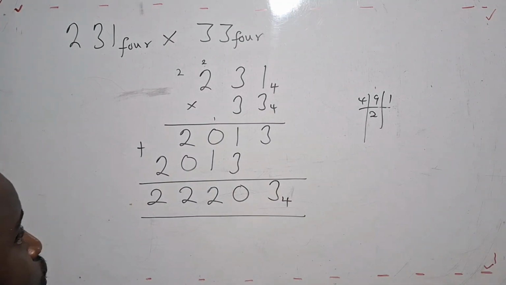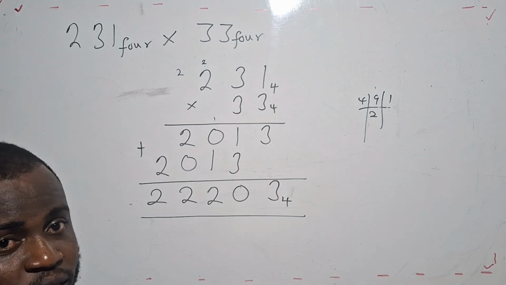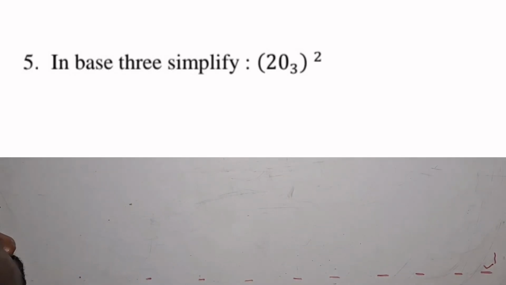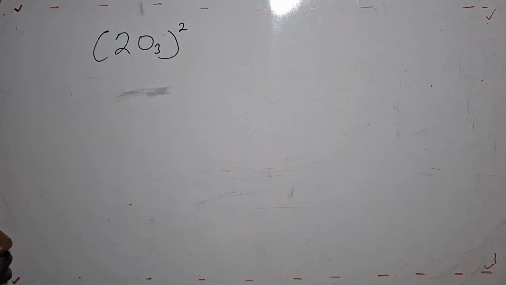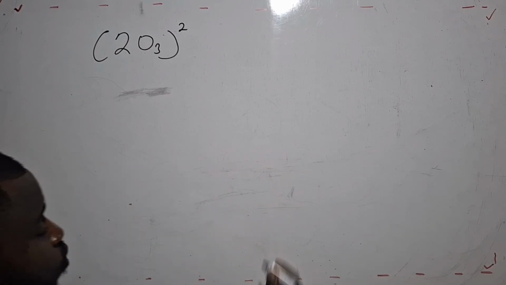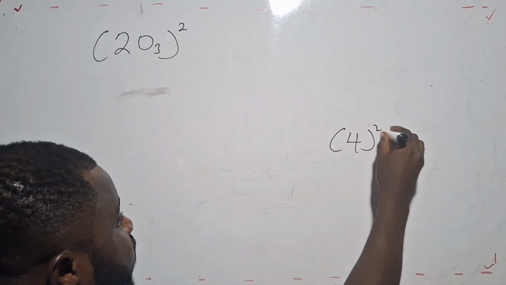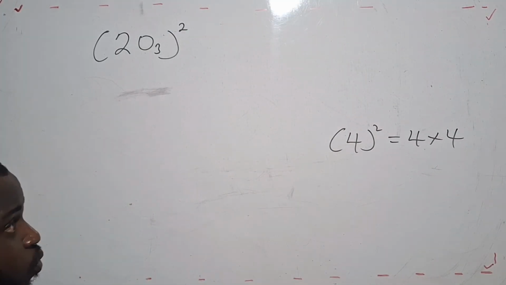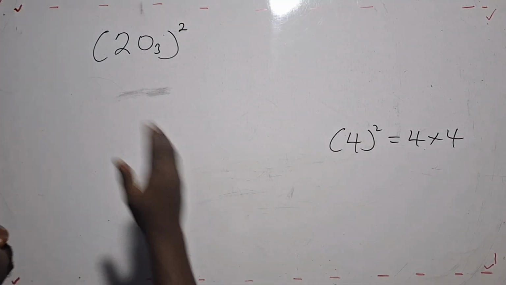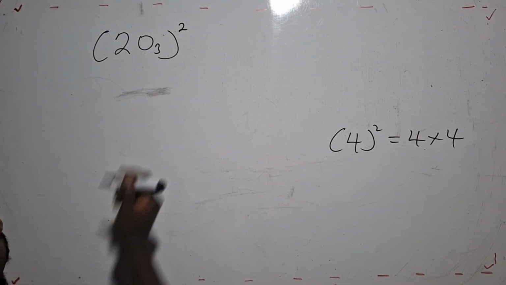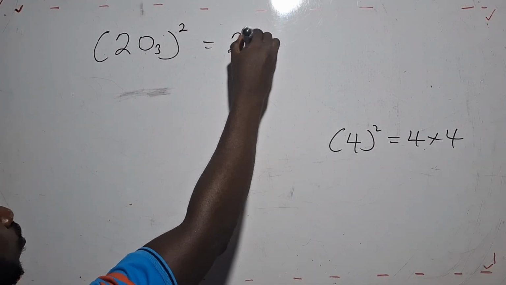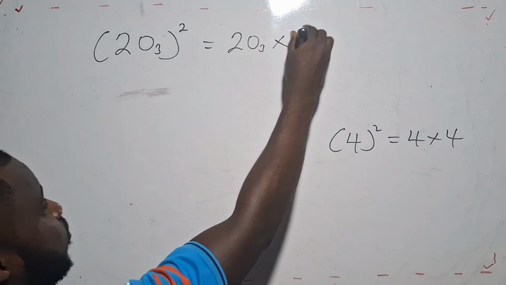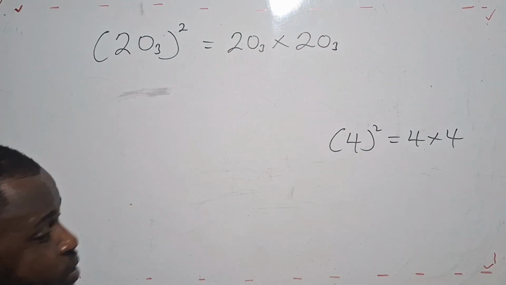So now we are going to solve the very last question on this. This question says, evaluate bracket 20 base 3 squared. It's very simple. Don't be scared of the squared there. Assuming it was 4 squared, you know it is the same as 4 times 4, which will give you 16 if you are dealing with decimal numbers. So I'm going to expand it. This is the same as 20 base 3 times 20 base 3.